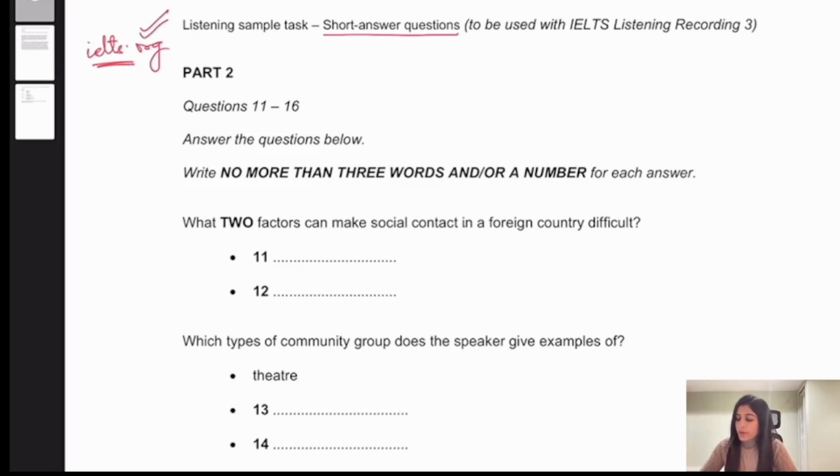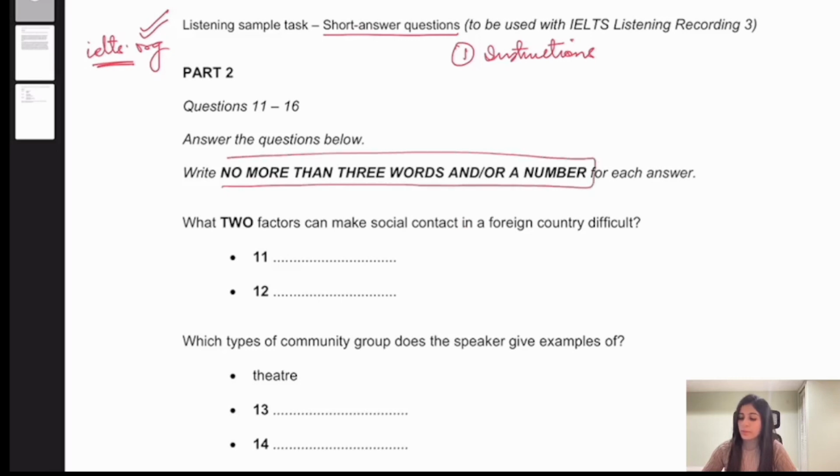Apart from that, the very first thing that we had to do in the strategies is your instructions. You have to read the instructions carefully, and here the instructions are no more than 3 words and or a number. So this is something you have to pay attention to. So even if you do not write a number, your answer can still be correct. You can write 1 word, 2 words, 3 words, and or a number, but you cannot exceed it to more than 3.